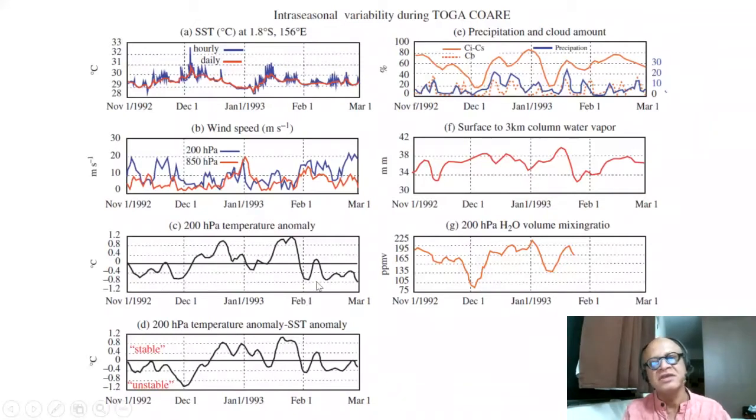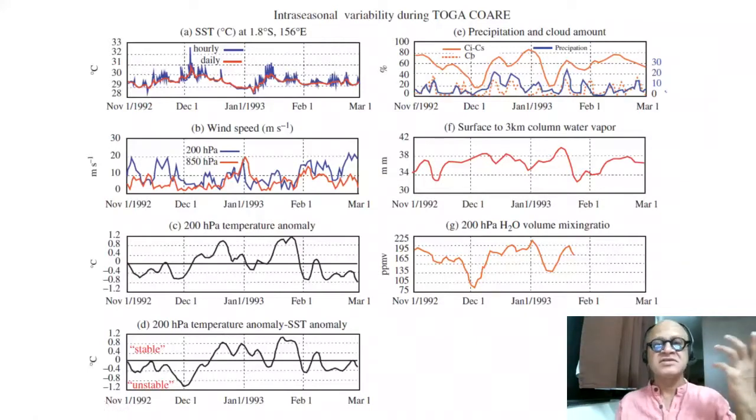And when the surface and the upper level are disconnected, when the surface is building up the instability, and so on. So this is the difference of the 200 hectopascal temperature anomaly and SST anomaly. So you can see where the atmosphere is stable and where it is unstable. So obviously there is a warming phase, buildup of convection, what we call the perturbed conditions when we looked at the fluxes in chapter 2 as a table as well.